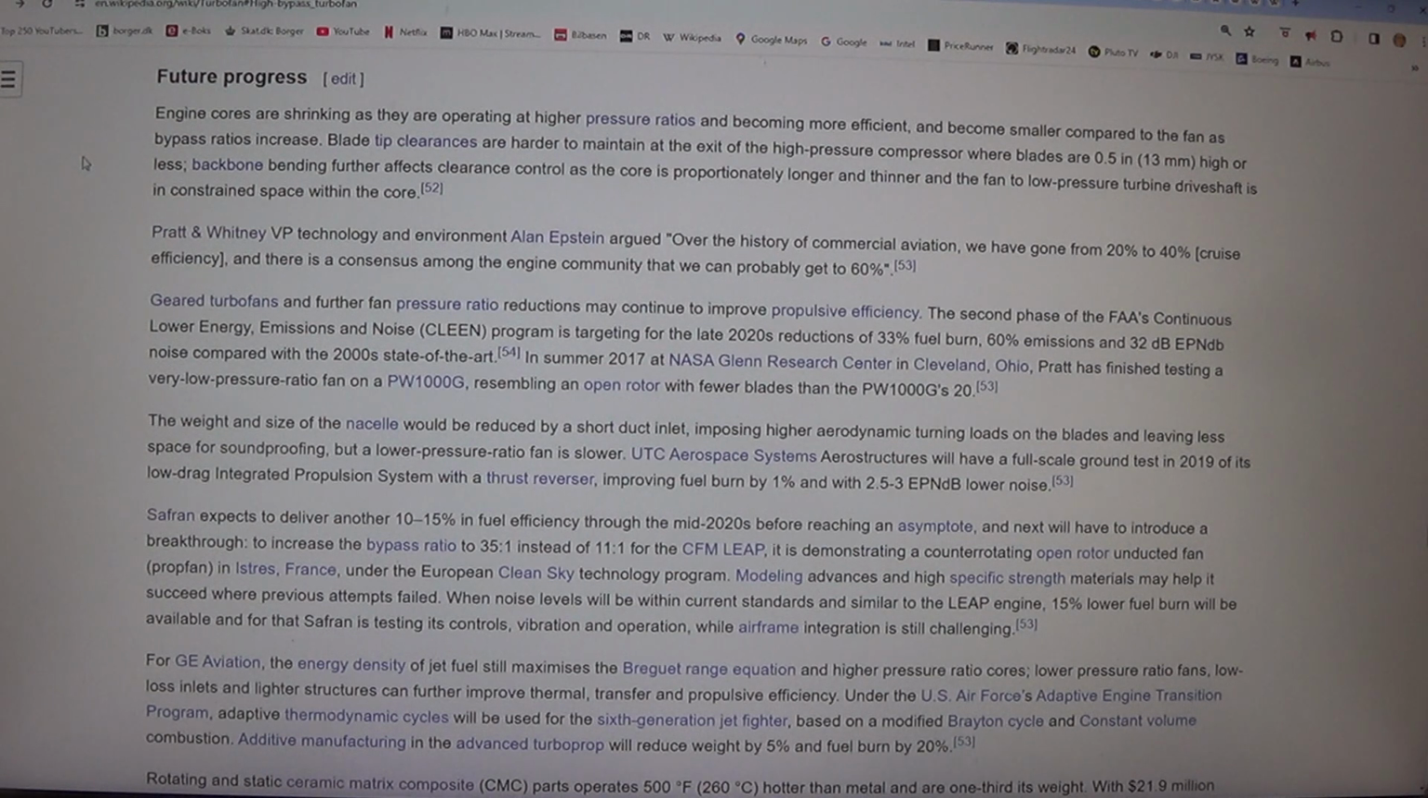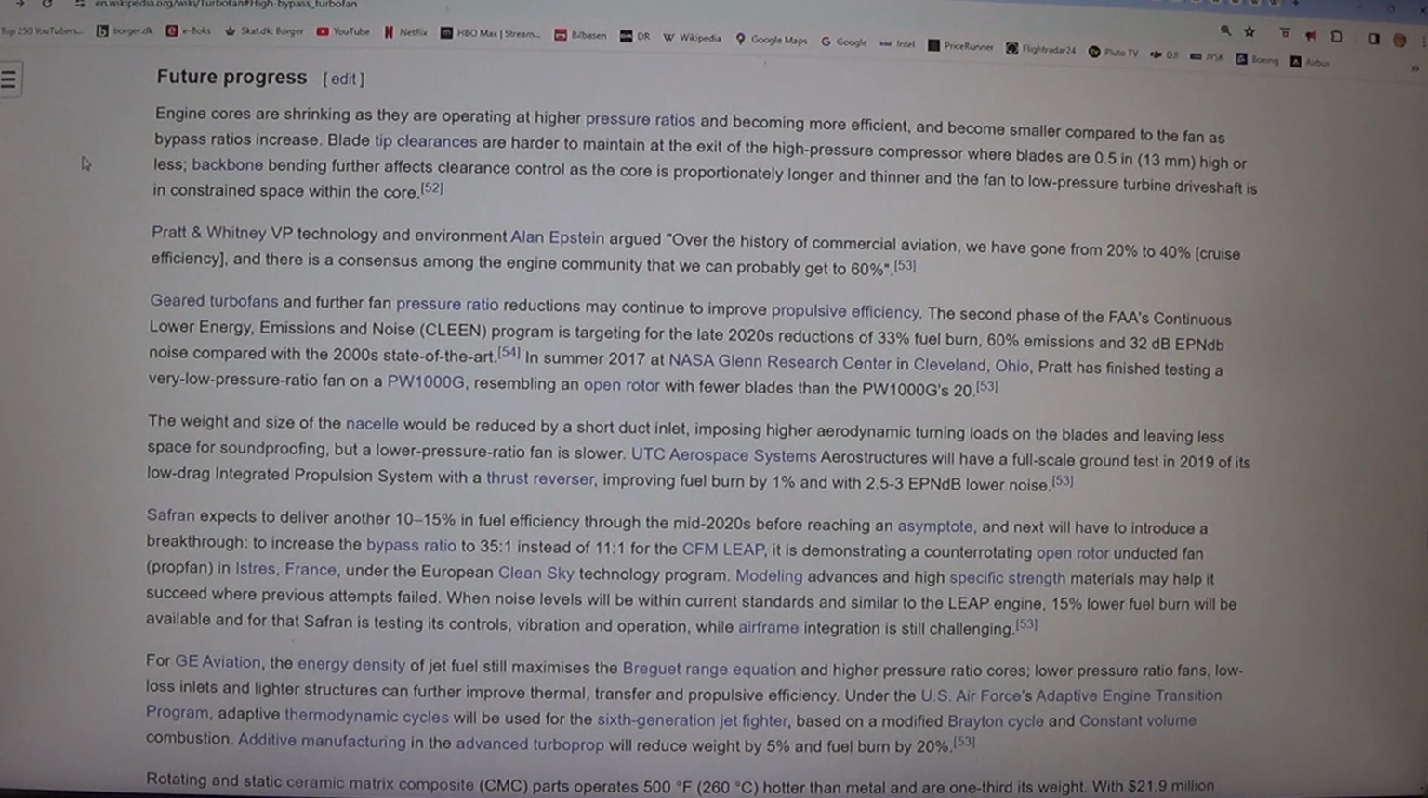Backbone bending further affects clearance control as the core is proportionately longer and thinner, and the fan to low-pressure turbine drive shaft is in constrained space within the core. Pratt & Whitney VP Technology and Environment Alan Epstein argued over the history of commercial aviation: we have gone from 20% to 40% cruise efficiency, and there is a consensus among the engine community that we can probably get to 60%.